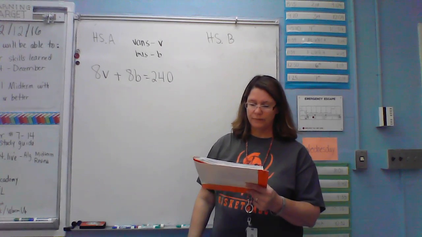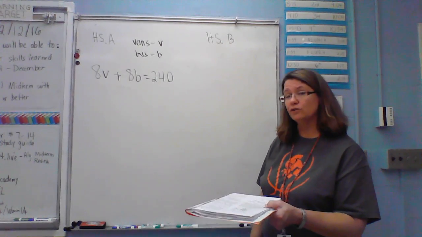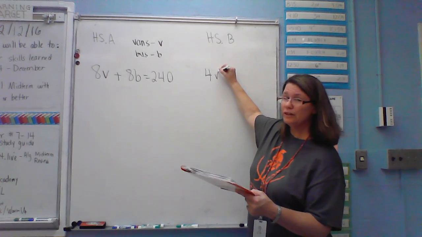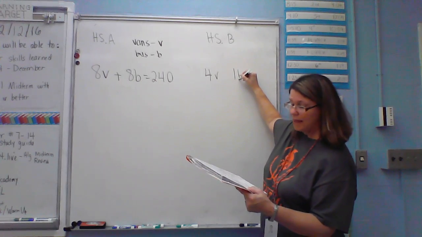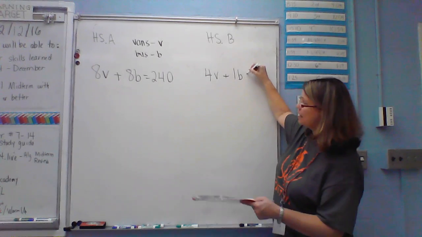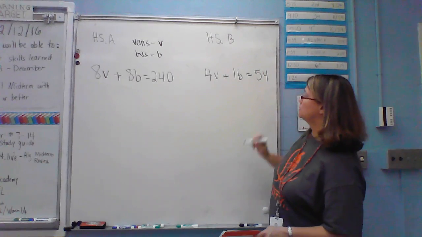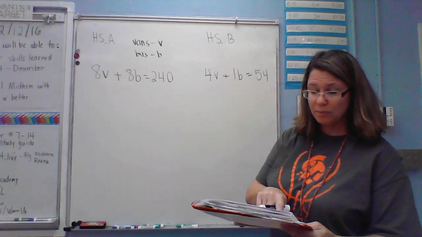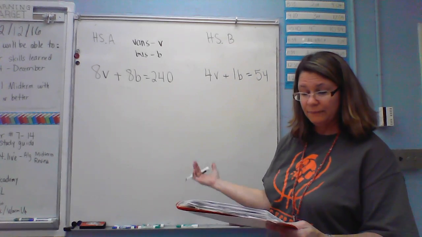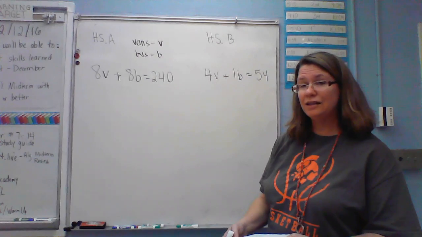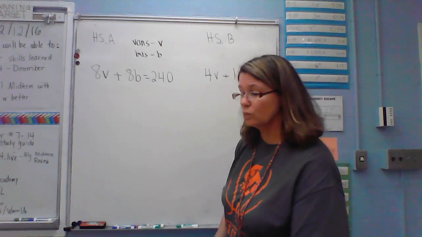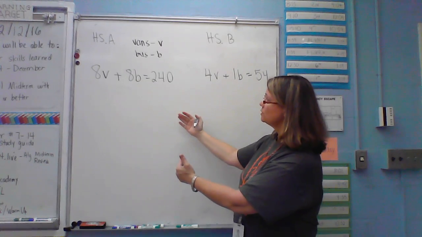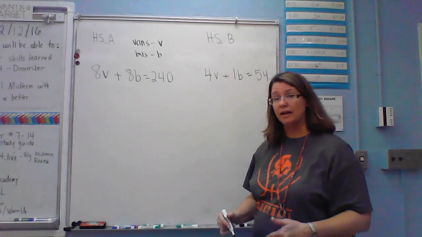Now we look at high school B. High school B also rented and filled vans and buses, but they only took 4 vans, and they only filled 1 bus. And out of all those vans and buses, they only had 54 students. Now your job is to figure out, if every van had the same number of students in it as did the buses, the number of students in each van and each bus. So we're going to go ahead and take a look at these two equations, see if we can put these two together and solve for vans and buses.